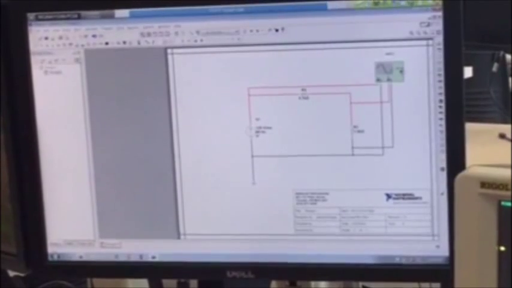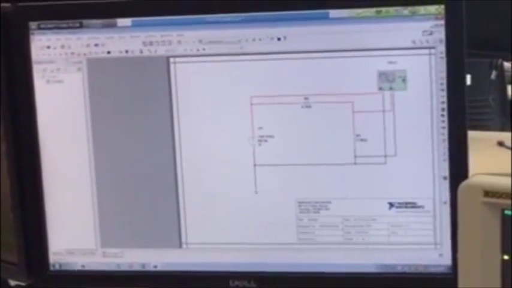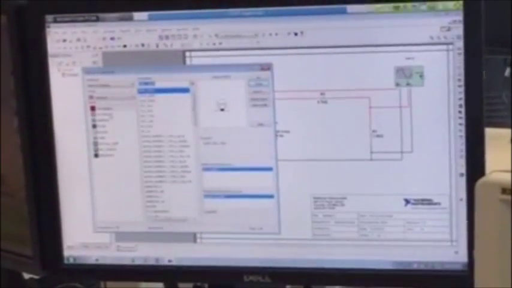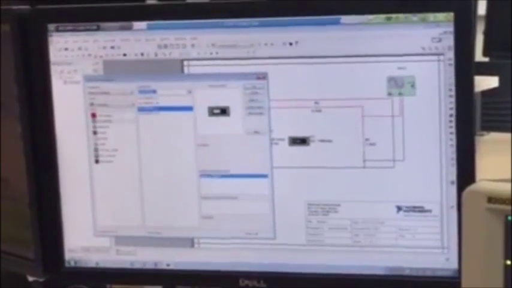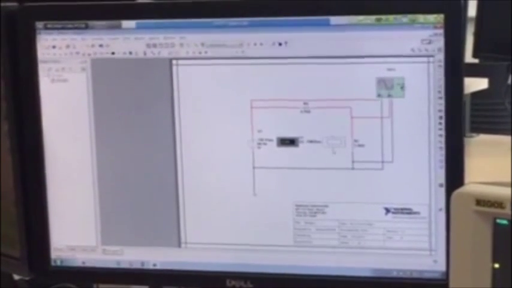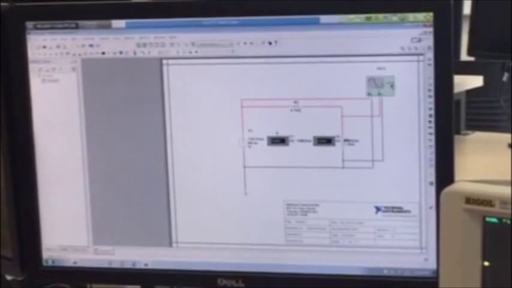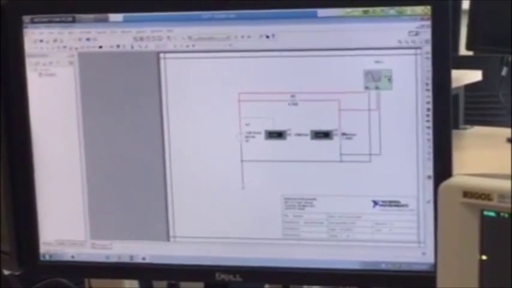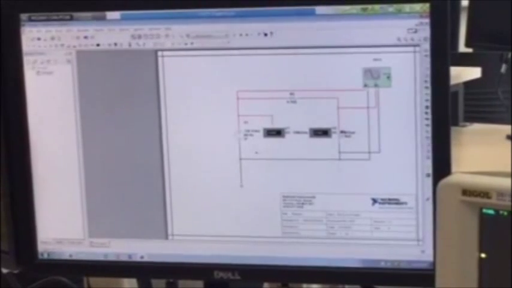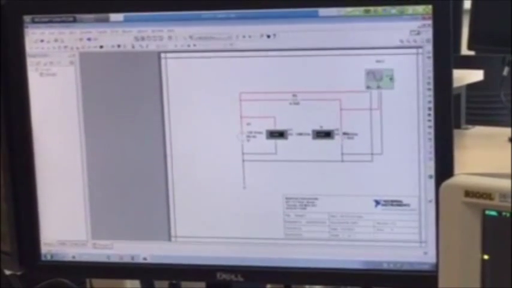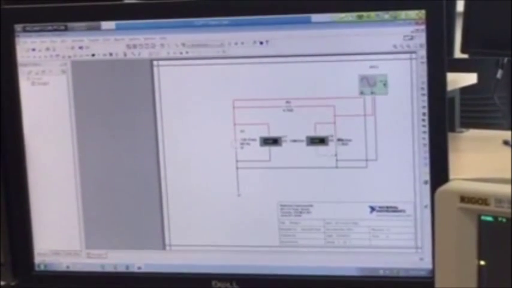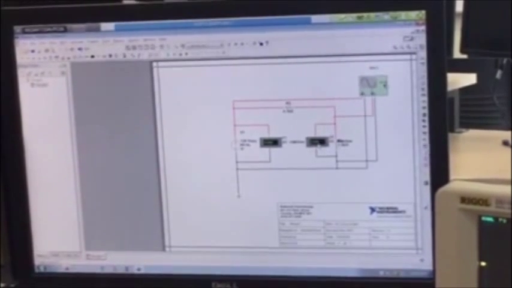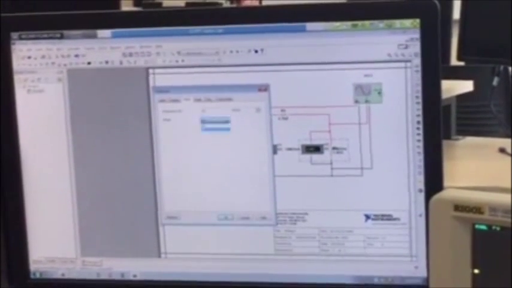And now I'm going to add 2 voltmeters into the circuit. And these are going to be the vertical voltmeters. Now I'm going to double click into each voltmeter and change the mode to AC.